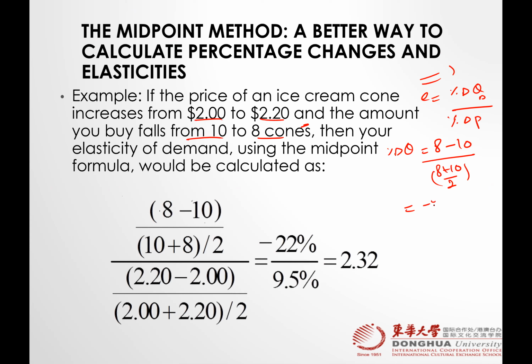What is the answer here? Minus 2 divided by 9, which is 2 by 9. The answer would be 22%, right? And percentage change in price, so 2.2 minus 2 divided by (2.2 plus 2) divided by 2. The answer would be 9.5%.